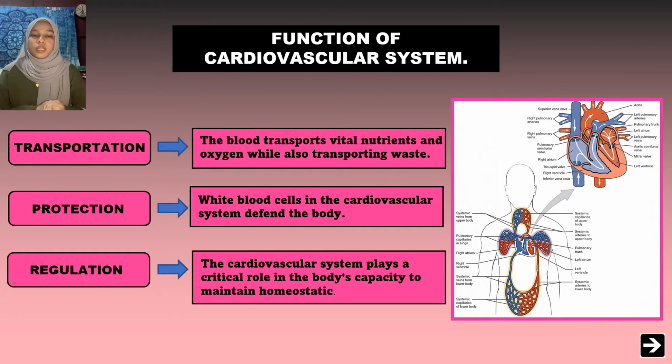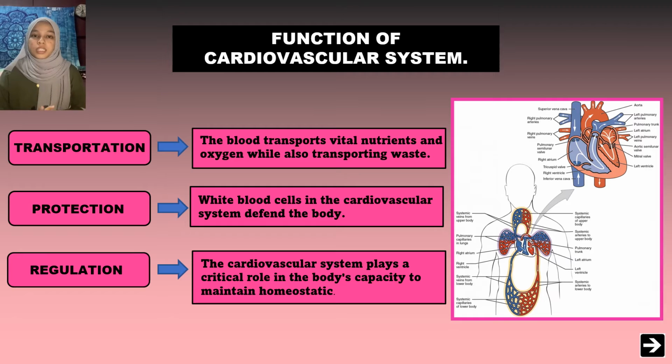Okay, my first point is transportation. Almost all of the body's tissues are served by the cardiovascular system. The blood transports vital nutrients and oxygen, and also transports waste and carbon dioxide to be processed or eliminated from the body. The liquid plasma in the blood transports hormones throughout the body.